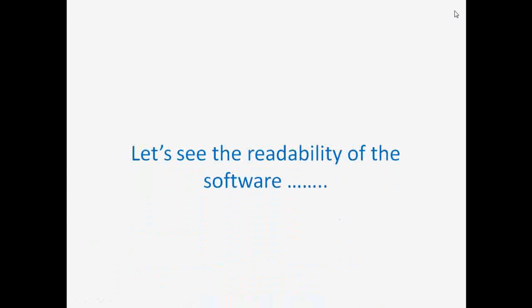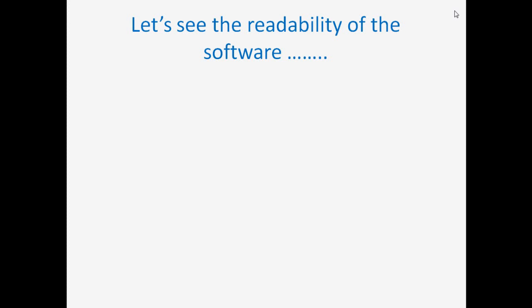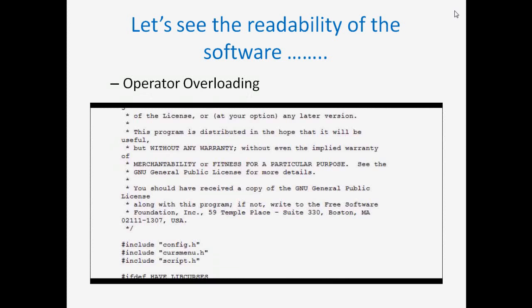Second one is writability. Writability is considered on the factors simplicity, orthogonality, support for abstraction and expressivity. The next criteria is reliability, and it is evaluated on two factors: exception handling and type checking. First of all, we'll talk about the readability of the software. There, we can see the operators that are overloaded.